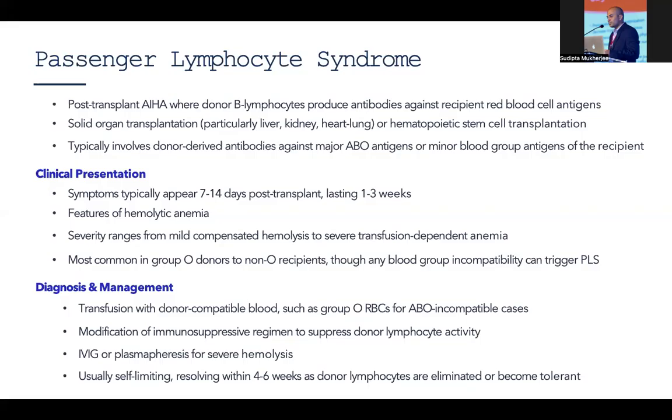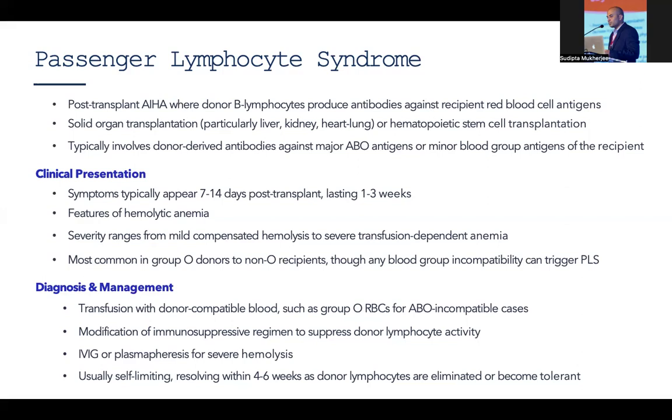In terms of clinical presentation, symptoms typically appear 7 to 14 days post-transplant, lasting up to 3 weeks. Features of hemolytic anemia will be there, as we already discussed. Severity ranges from mild compensated hemolysis to severe transfusion-dependent anemia. Most common in group O donors to non-O recipients, though any blood group incompatibility can trigger passenger lymphocyte syndrome.